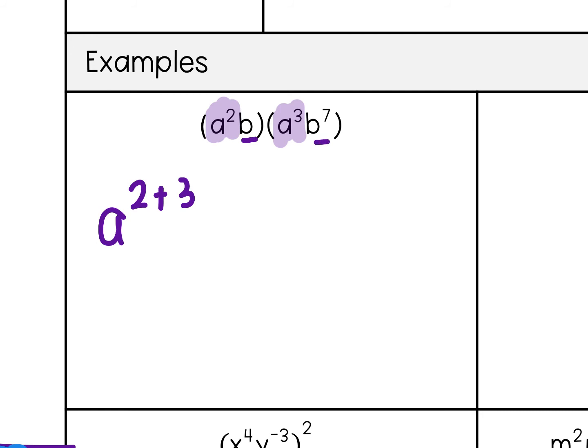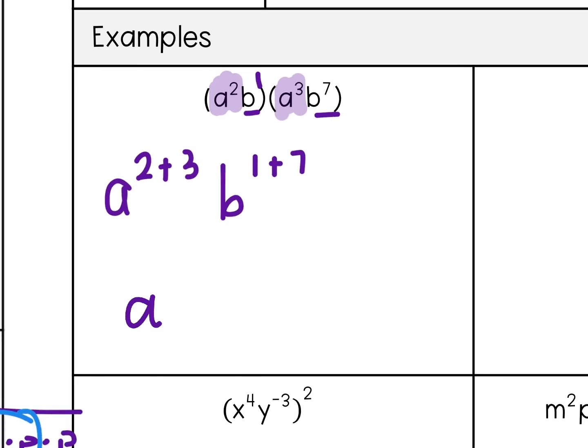And then the same thing with the b's. I have b. This first one doesn't have an exponent, so there's an invisible 1 there. So 1 plus 7. And then now actually do this math, so that would be a to the 5th power, b to the 8th power.